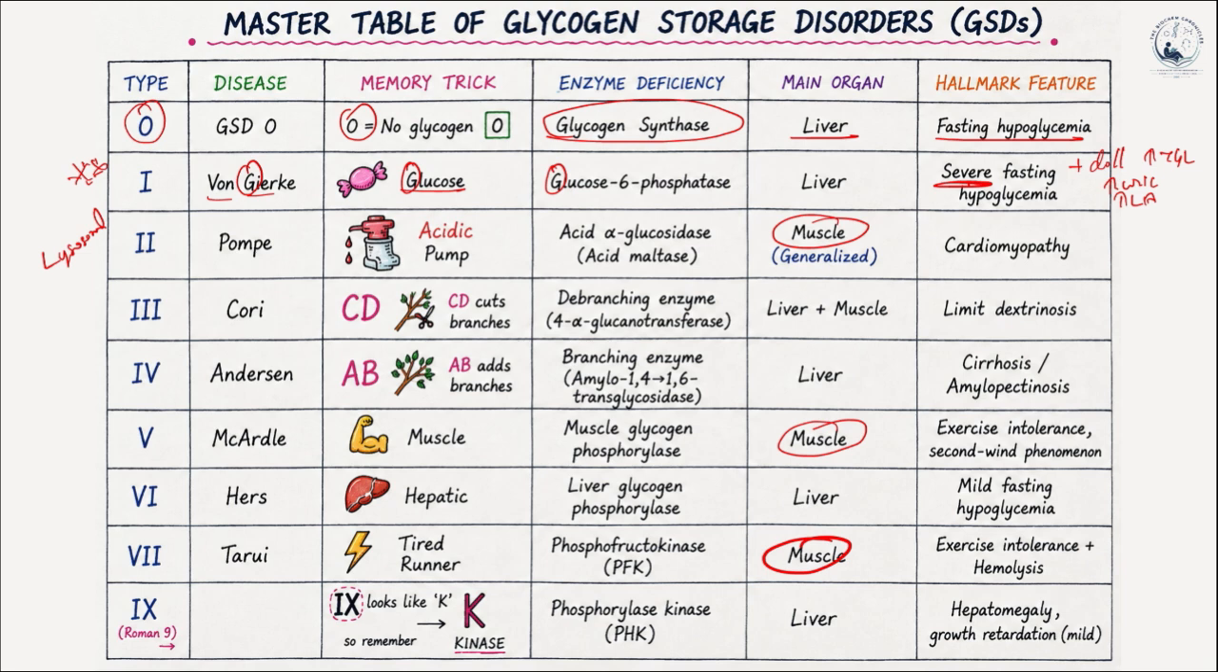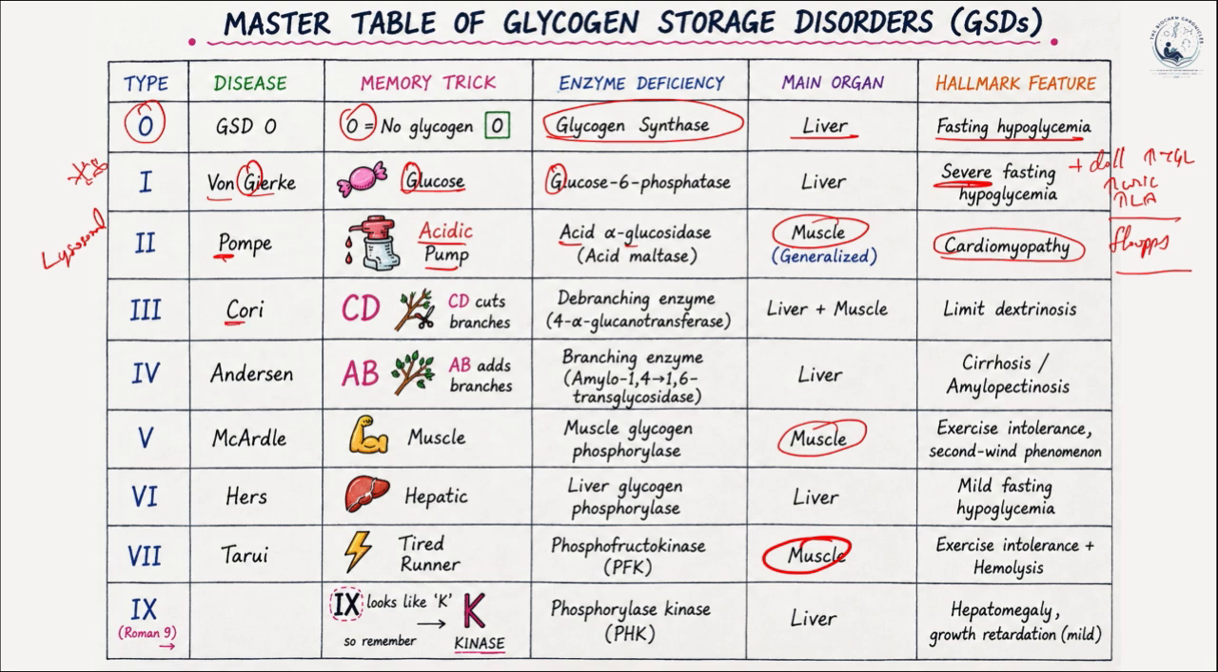So for Pompe, remember acidic pump. Why acidic pump? Acid alpha glucosidase is absent in your Pompe. Okay. So it is a muscle form, and cardiomyopathy, which will pump blood, heart, right? So heart cardiomyopathy is the main hallmark feature. Also the baby will be generally floppy in nature. Okay. So moving on, next is your Cori's.